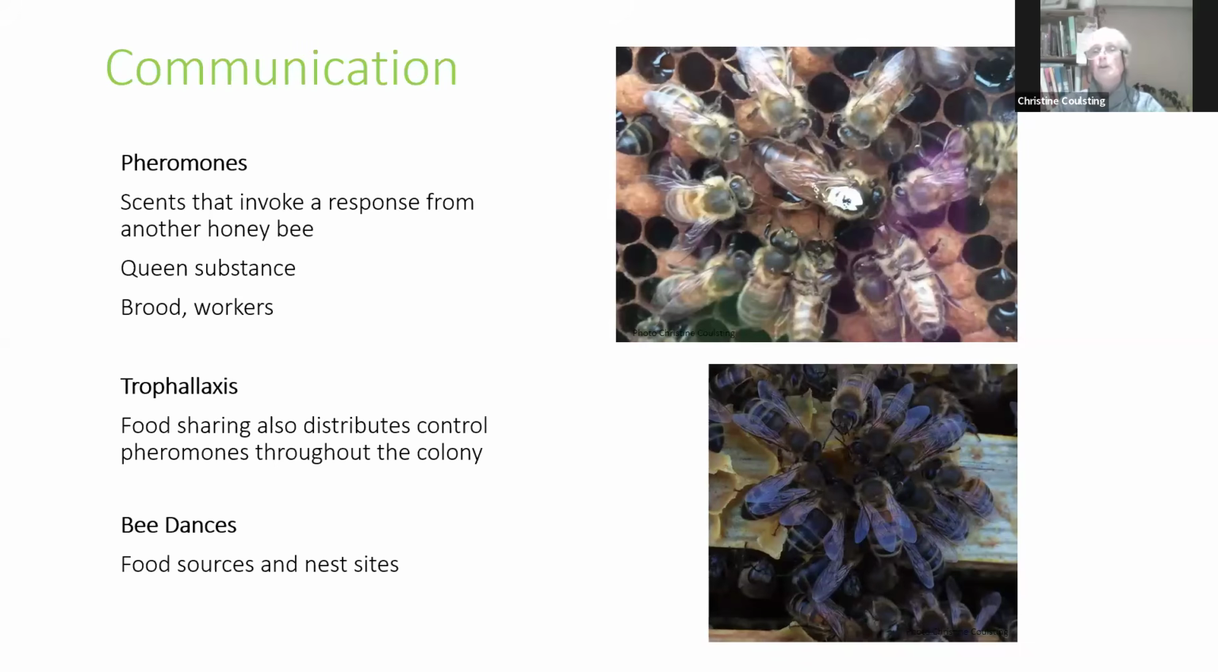The key to a lot of this behavior within the hive is, of course, communication. And that is down to pheromones. So pheromone is the scent that invokes a response from one honeybee to another honeybee of the same species. So queen substance is a very important part of that. The queen has various pheromones, so mandibular gland pheromone, and also her tarsal pheromones and that sort of thing. That all forms queen substance. And as I said, through trophallaxis, that is passed through the colony.